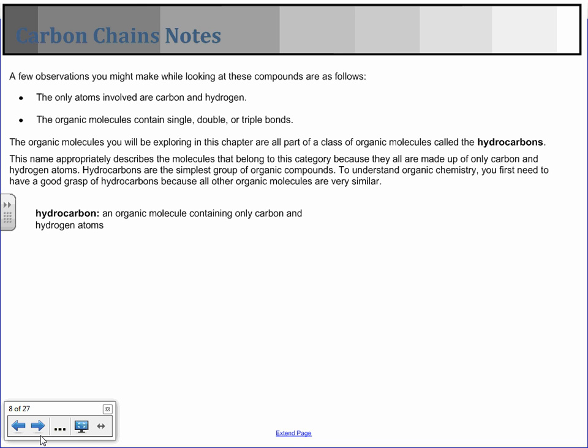Hydrocarbons are the simplest group of organic compounds. To understand organic chemistry, you first need to have a good grasp of hydrocarbons because all other organic molecules are very similar. So a hydrocarbon is an organic molecule containing only carbon and hydrogen atoms.